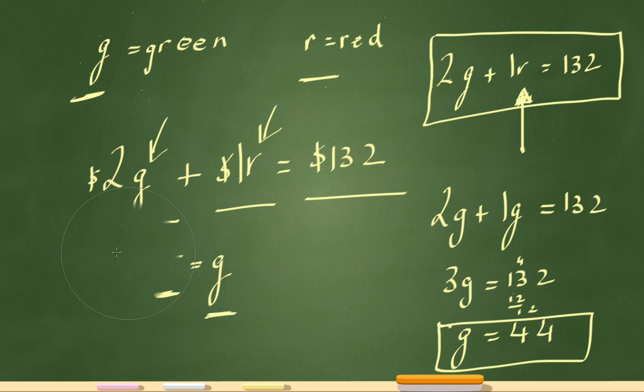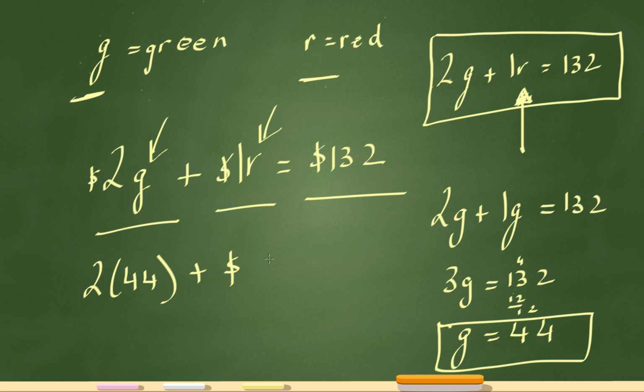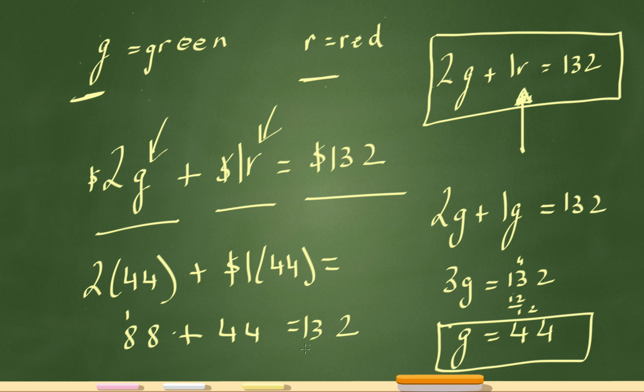So just to double check, I'm going to erase this. Let's just make sure it works out. So if I have $2 times 44, $1 times 44 red lollipops, let's make sure that equals 132. 2 times 44 is 88. 1 times 44 is 44. And 4 plus 8 is 12. The 1 carried over, 132. It works out. So the answer here is 44.